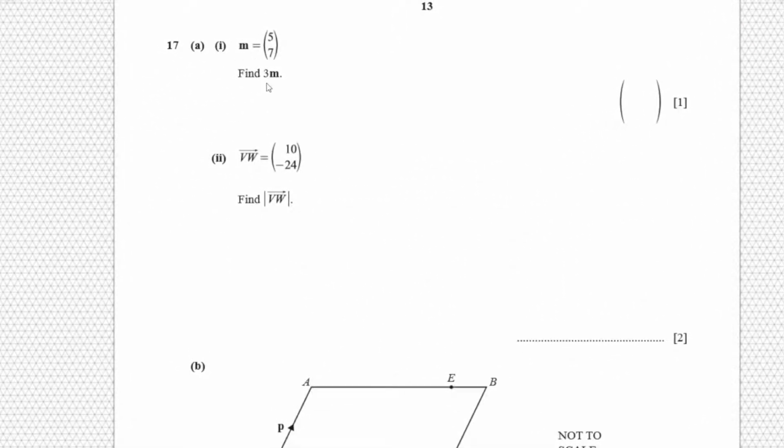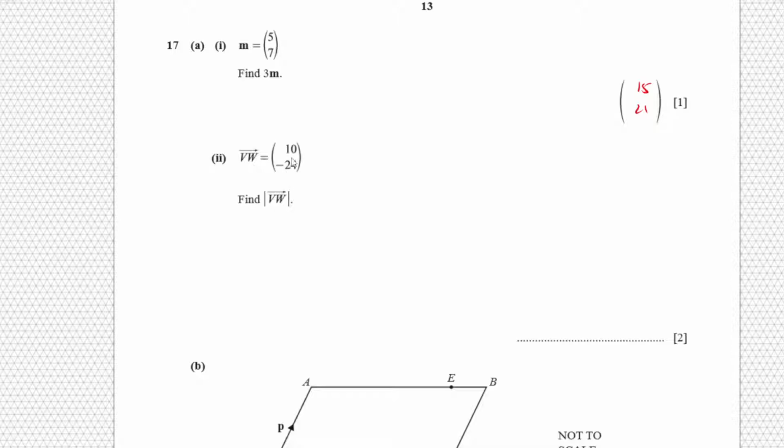17. Find 3m. So essentially 3 times that. In such a case, in a column vector, when you have to multiply something, just multiply both of the components with that number. 3 times 5 is 15. 3 times 7 is 21. That's it. It says vector VW is 10.